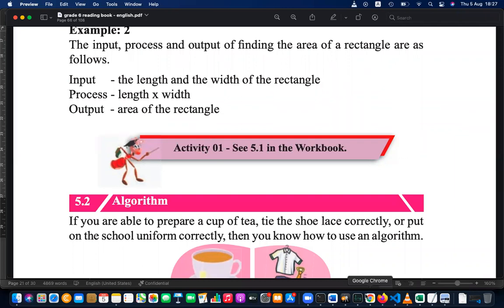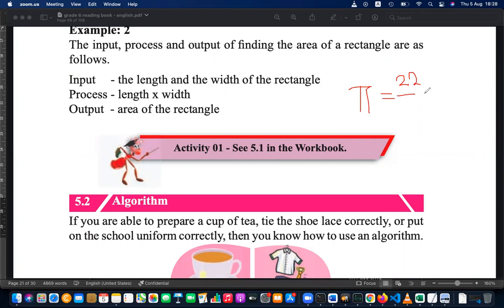So, okay, this is how we find the area of a circle. We need a special constant called pi. The value of pi is equal to 22 divided by 7. That is the value of pi.